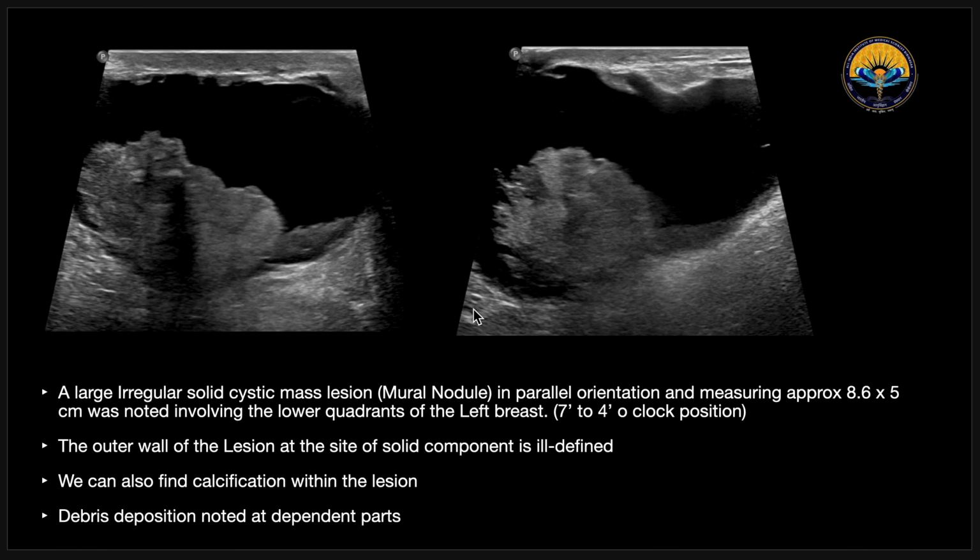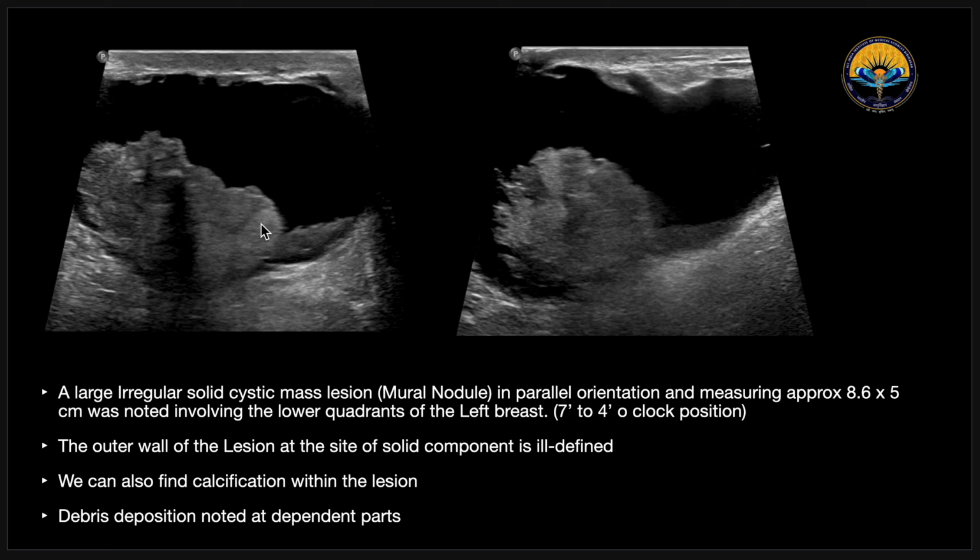So starting first with the ultrasound, it was done on 19th of April 2023, and the finding which we can see here in this sonography image is a large irregular mixed solid and cystic mass lesion. We can see this solid component here. This is the mural nodule and this is the cystic part. So this is a mixed solid cystic lesion, large, irregular, and it is wider than taller. That is, it has a parallel orientation, and it measures approximately 8.6 by 5 centimeters.